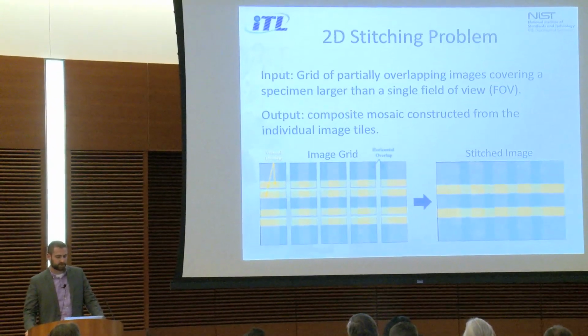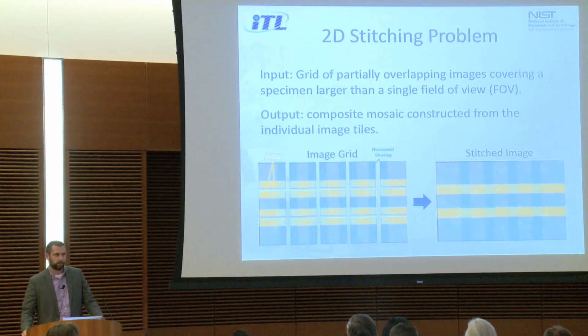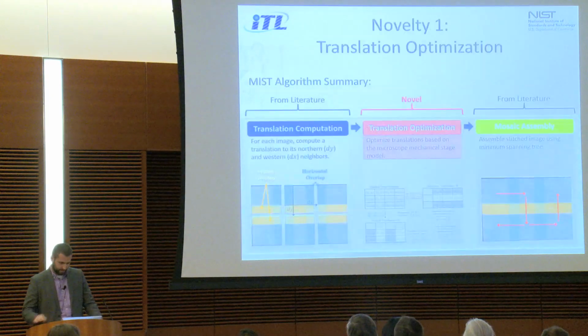Brief overview, the 2D stitching problem. Take a grid of partially overlapping image tiles and convert them into a single output mosaic to then do further processing on: segmentation, feature extraction, something more interesting than just the math.